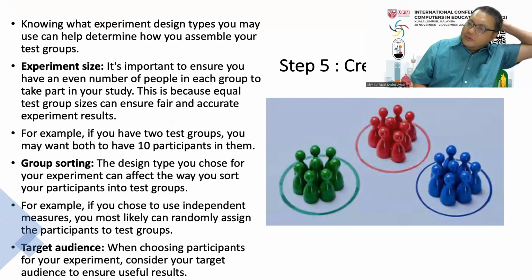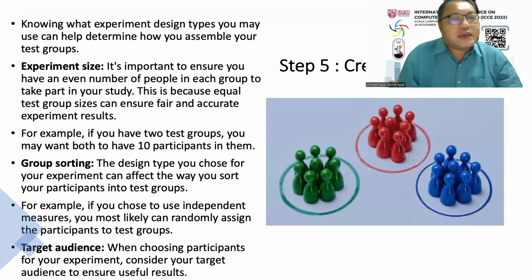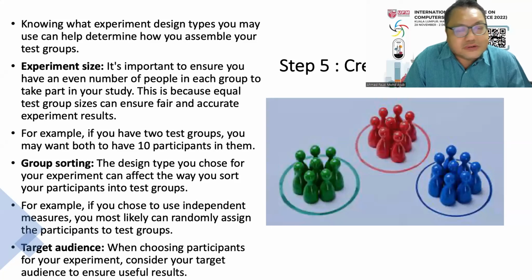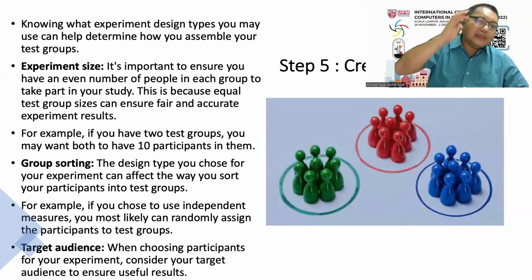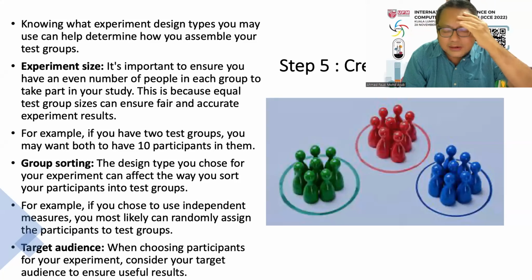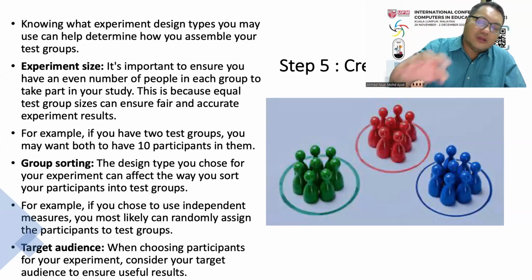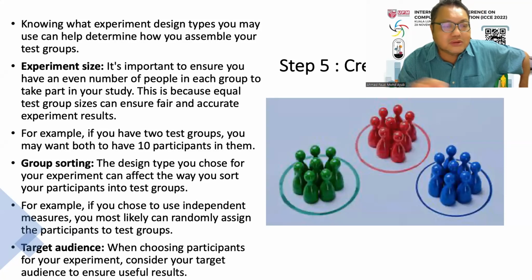Then we start to create a test group. This is where you identify the treatment group and the control group, knowing what experimental design you have chosen. After we have identified the experimental design, we look at the experimental size. It is important to ensure you have an even number of subjects in each group. I highly suggest that if you have two or three groups, each group has an equivalent number. You may not have exactly the same, for example 25, but it should be more or less. Let's say 23, 25, 27, that is acceptable. What is not acceptable is if one group has 10 and the other has 25. That is a difference of 15, which is quite big. We call this a non-equivalent size of your sample.